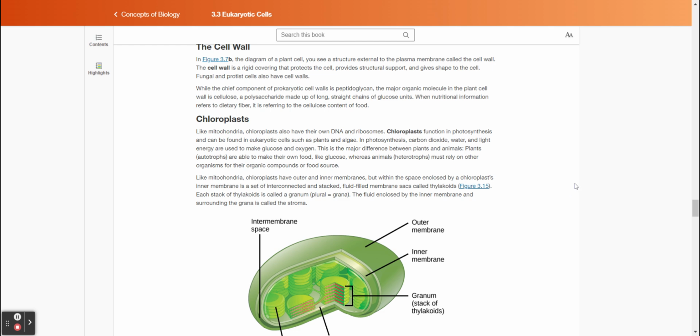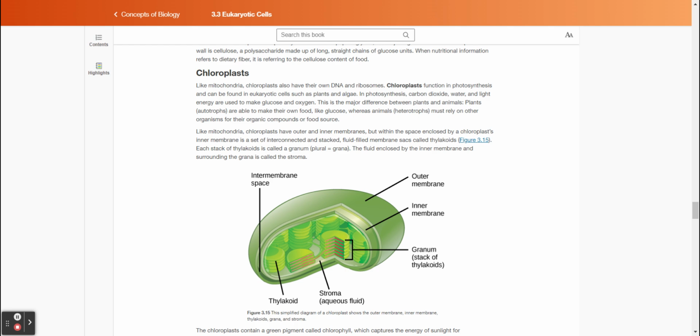While the chief component of prokaryotic cell walls is peptidoglycan, the major organic molecule in the plant cell wall is cellulose, a polysaccharide made up of long, straight chains of glucose subunits. When nutritional information refers to dietary fiber, it is referring to the cellulose content of food.